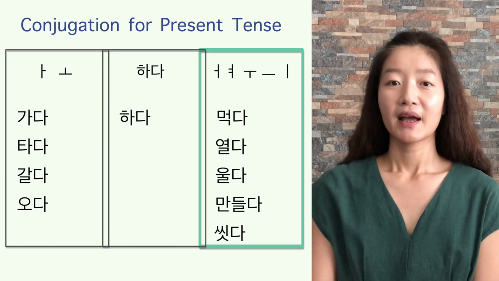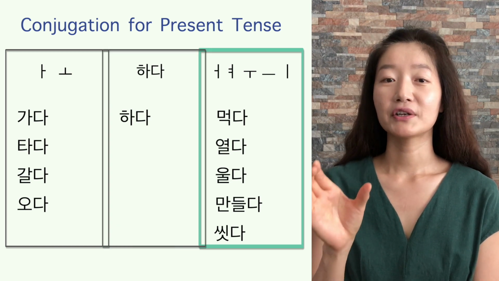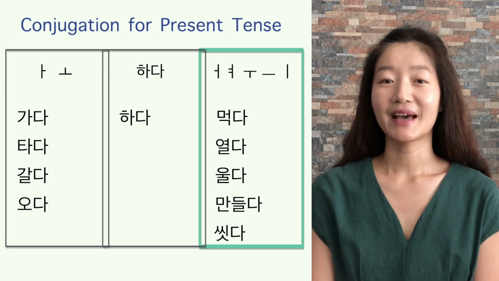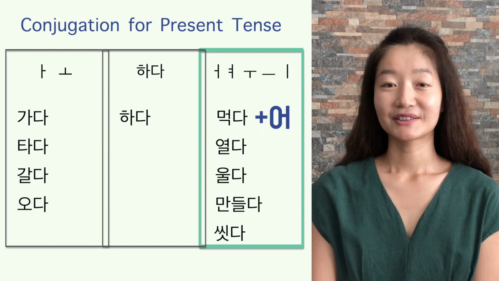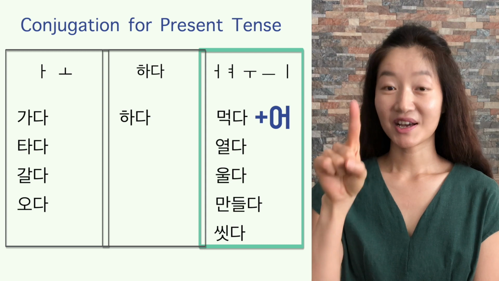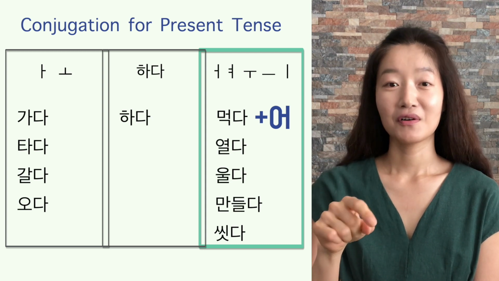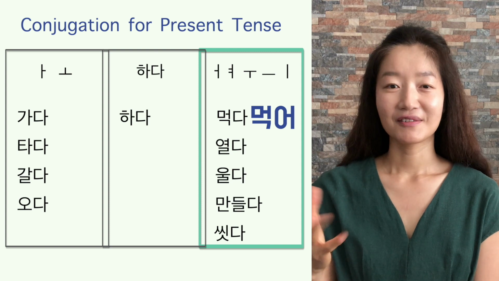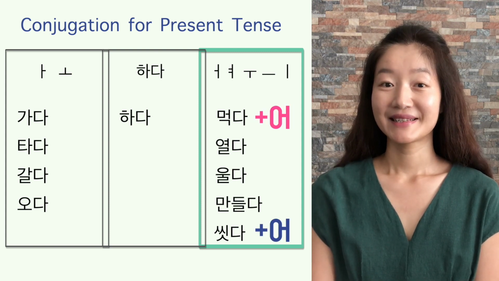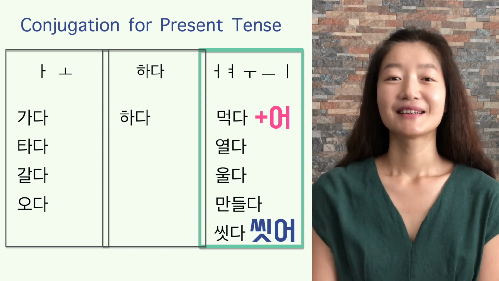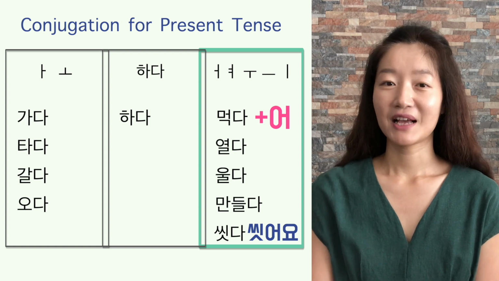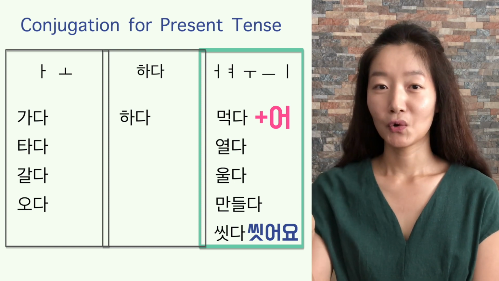And the last one. After removing 다, the last letter has 여, 우, 으, 이. Then we add 어. 먹다, to eat. Remove 다. 먹 has the vowel character, so 먹어. 씻다, to wash. 씻 has the vowel character, so add 어, 씻어. Again, to make it a casual polite expression, 씻어요, 먹어요. That's it. Now let's practice conjugation with the verbs for daily routine.